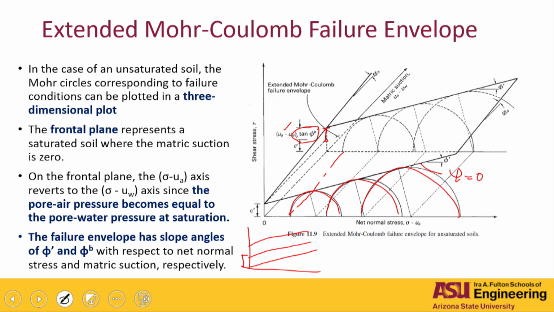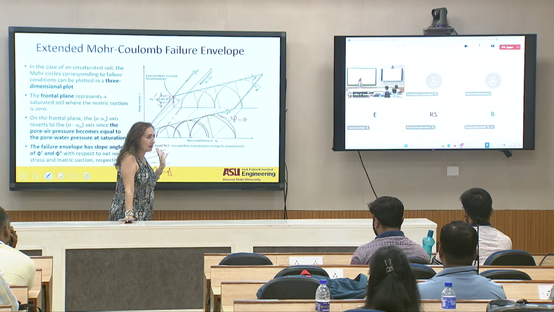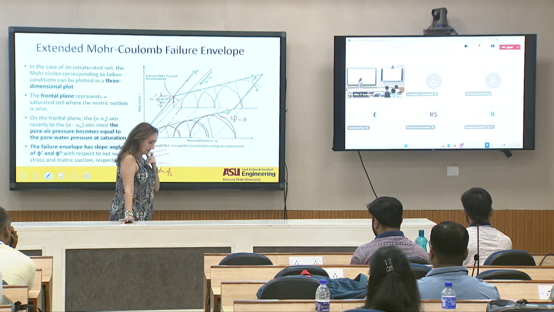This term here is going to be the contribution of the pore air minus pore water pressure times tangent phi b, right? Correct. Okay, is that clear now, or do you have an extra question about that? No, this makes things clear.